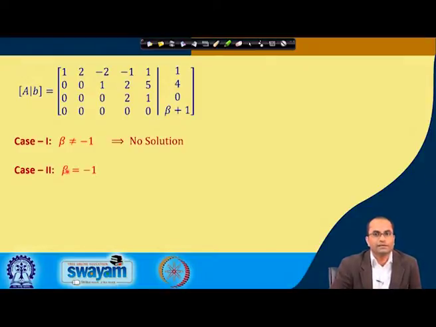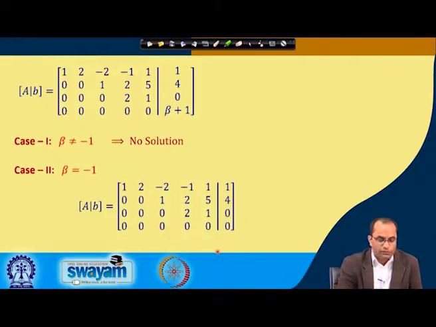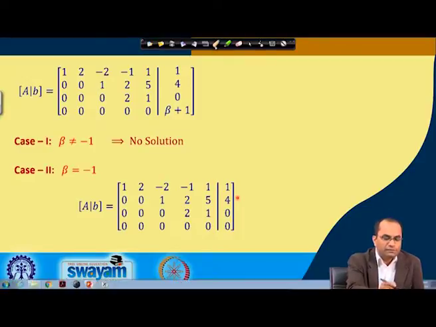Case 2 we will consider when beta is equal to 1. This is exactly the case where we will discuss the solution, because the system becomes consistent now, the last row has become 0. So, now this system is consistent, we do not have a pivot in the last column now. So, let us identify the pivots, because that is another important step.